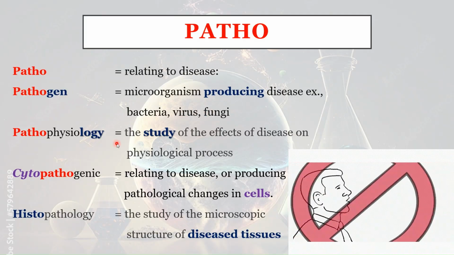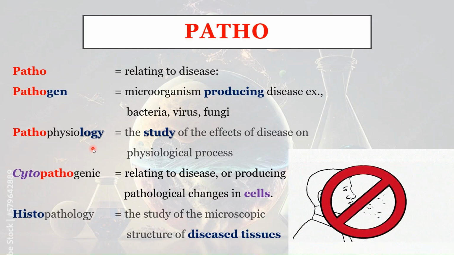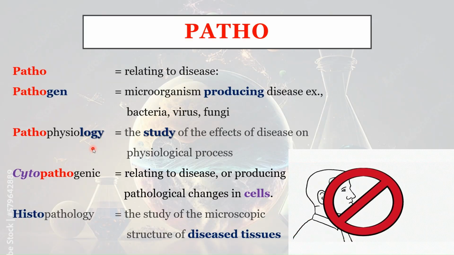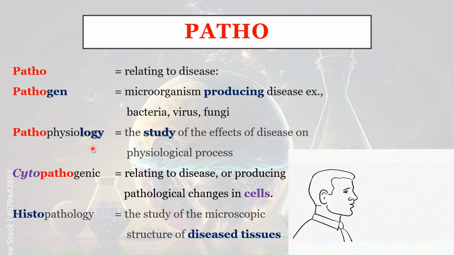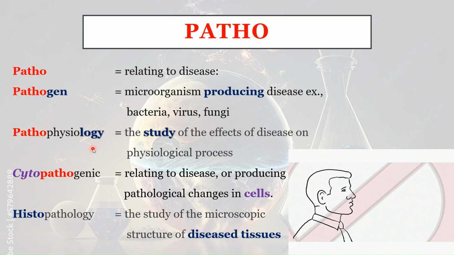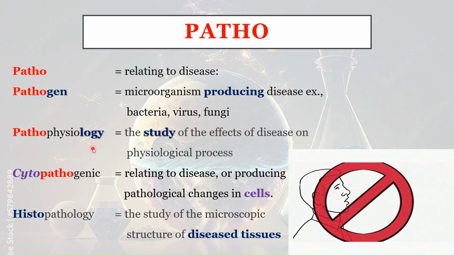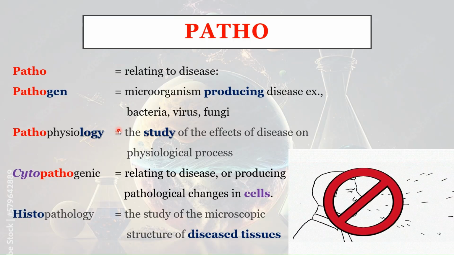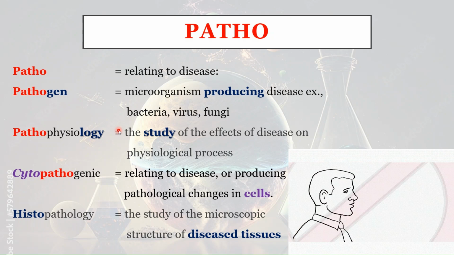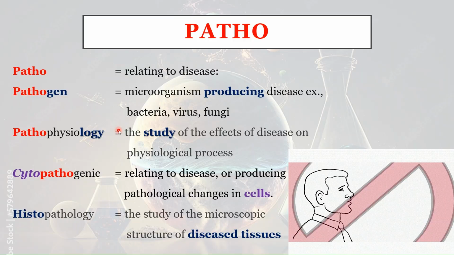Then the next word in patho is pathophysiology. How many words are here? There are three words. The first one is patho, that is disease, physio, that is function, and logy is the study. So if a person gets a particular disease, what are all the functional changes that will happen in the person's body?